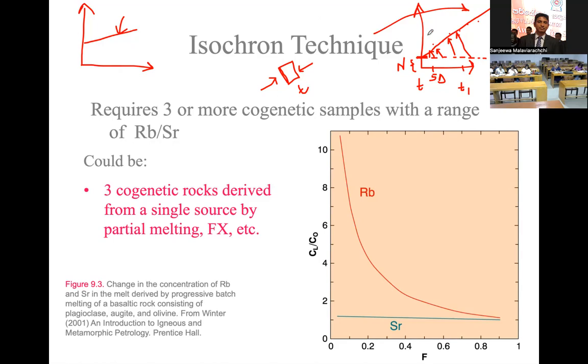If you are getting some values, for example, beyond this straight line behavior, that means if you are getting a present day value somewhere here, at a given time, some value here, that means this particular sample has not been part of your system from the beginning. Or otherwise, your system has been affected by an external process. Either something has been gained or something has been lost from the system.